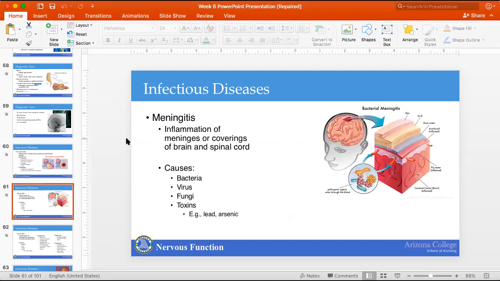Meningitis, inflammation of those meninges or coverings of the brain and spinal cord. Causes could be really any sort of pathogen. And there are several layers to these meninges. There's actually three different layers to it.